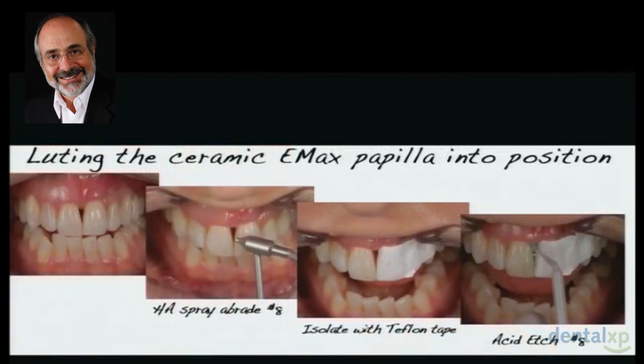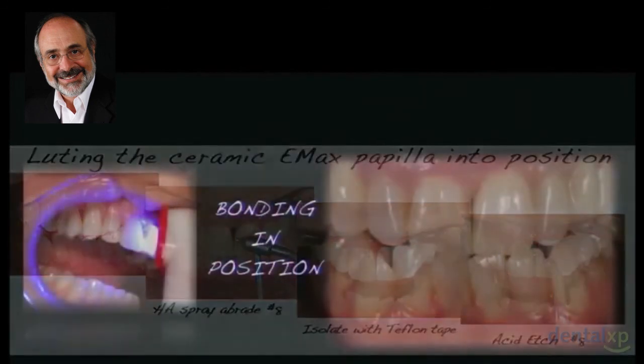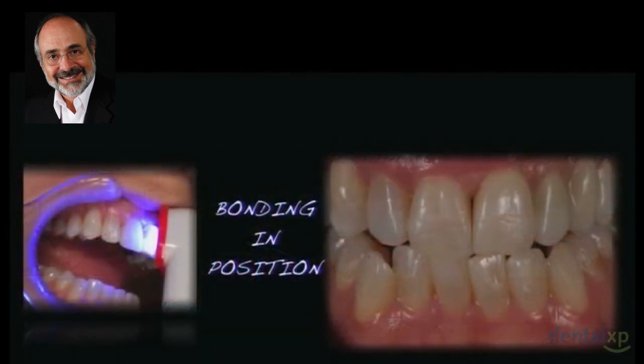We isolate it, we air abrade it, you acid etch exactly the way you do, and the nice thing is what? We're all on enamel. Is this going to stay? It's going to stay, I promise you. You're bonding to enamel, it's not going anywhere. Is it going to break? Not likely. It's Emax. Kenny will teach you that. We bond it into position, and this is what it looks like in position.